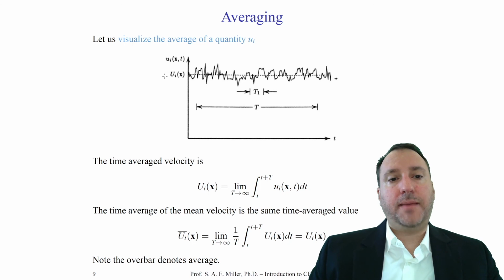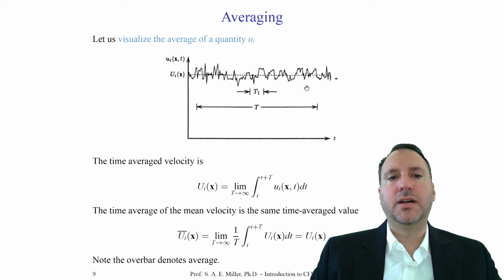So, capital U is the average, and we've drawn it as a dashed line. We would take the solid line and find the average over all time capital T. We would then find one value, and notice capital U, the average quantity, is only a function of x. It is not a function of time, so it does not change with increasing time. It's the dashed line, which is not changing. And it shouldn't change with time. It should be a constant, especially for statistically stationary flow.